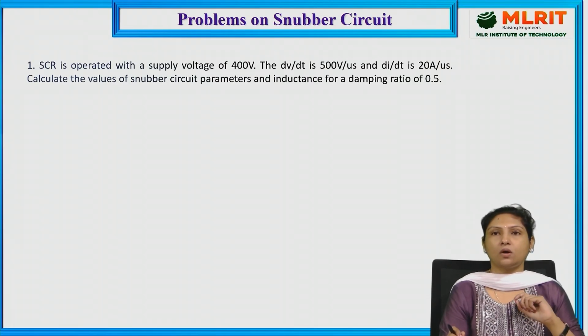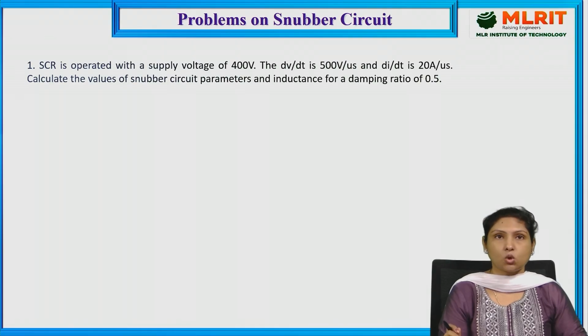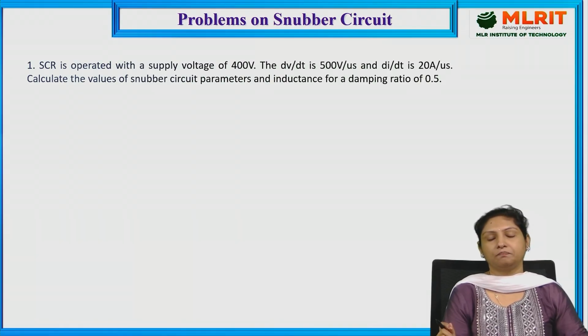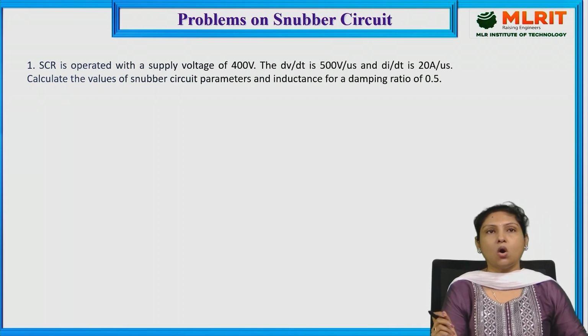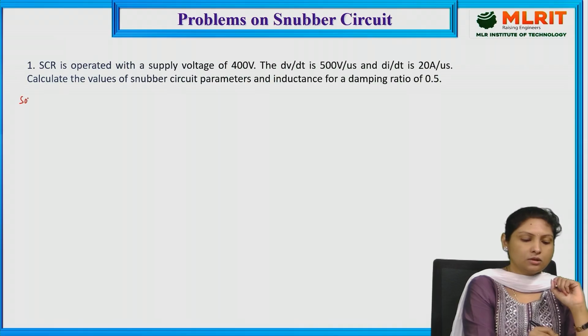Now let us solve a problem based on the Snubber circuit parameters. So here we have a problem: an SCR is operated with a supply voltage of 400 volts. The dV by dt is 500 volts per microsecond, and di by dt is 20 amperes per microsecond. Calculate the value of Snubber circuit parameters and inductance for a damping ratio of 0.5. So, when a problem is given, always first try to write down the given data so that you can solve the problem easily.